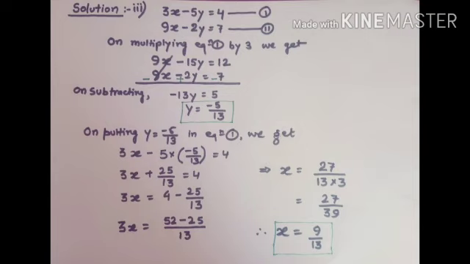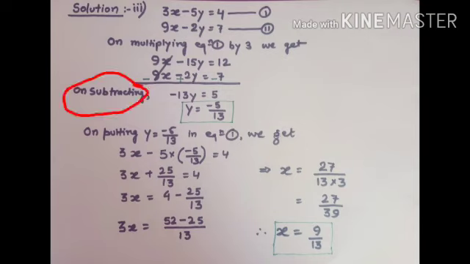As we are going to solve this pair of equations by elimination method, we should eliminate either x or y. For this, we have to equate the coefficient of either x or y from both equations. So on multiplying equation 1 by 3, we get 9x minus 15y equal to 12, and the second equation is 9x minus 2y equal to 7. Now we eliminate x as we have equated the terms which contain x.